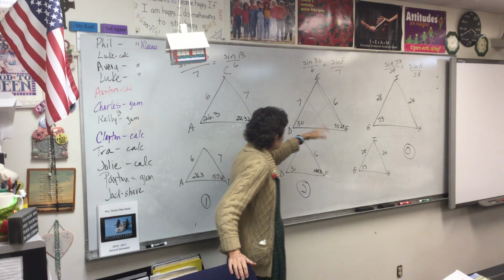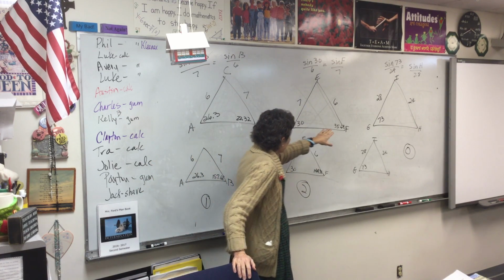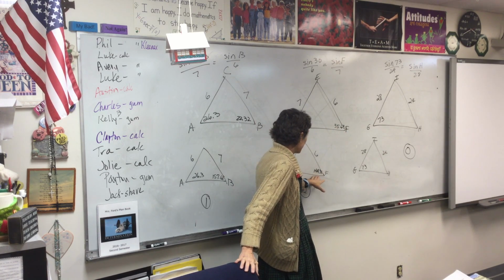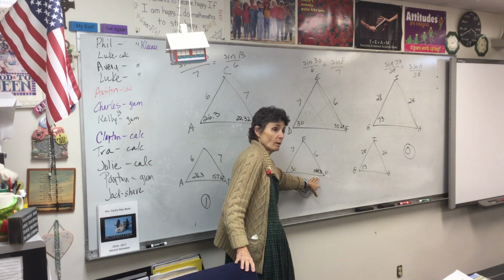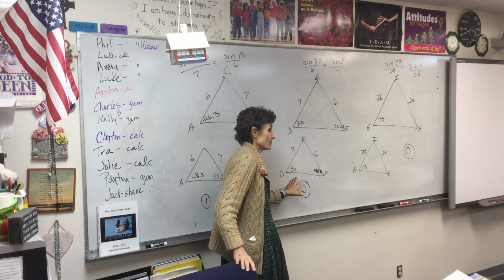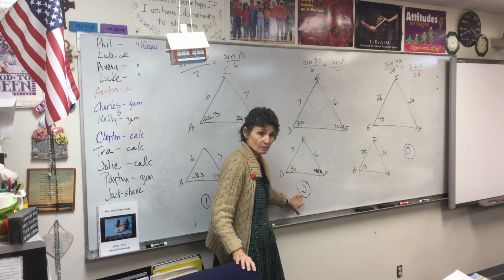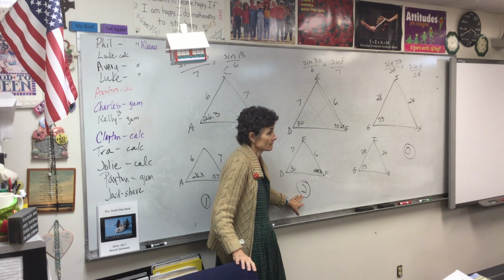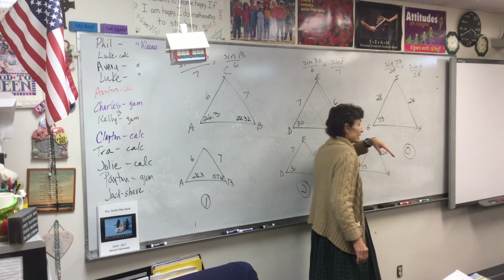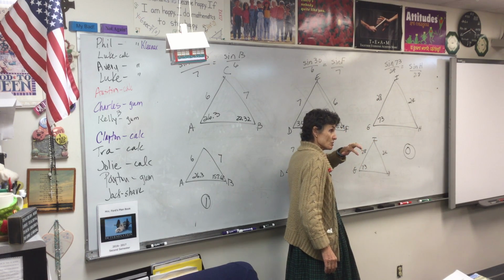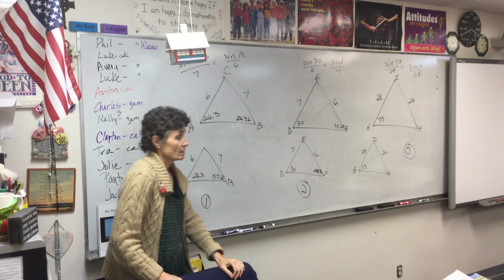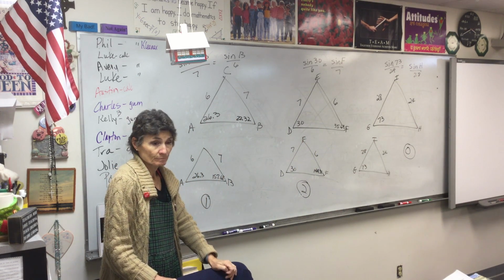Over here, did all the stuff. I got 35.69, which means if there's a second answer, it'd be 144.31. And that actually would be okay. So this one has 2. And over here, I went ahead and set it all up, but when I took the inverse sine, I got an error message, which means the set of data I have is bad. Doesn't make a triangle.